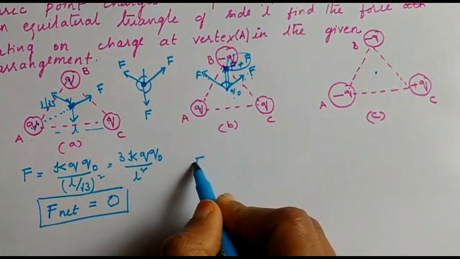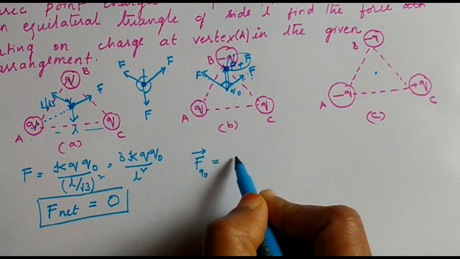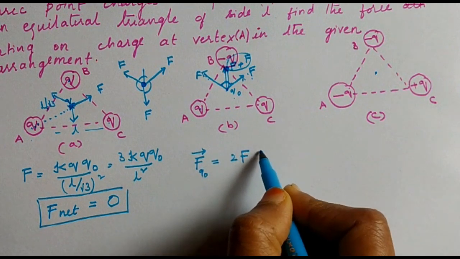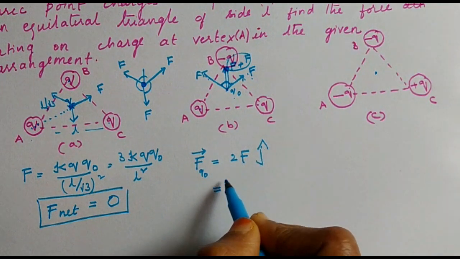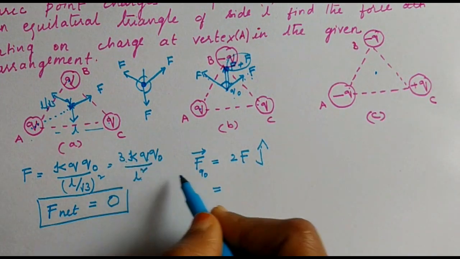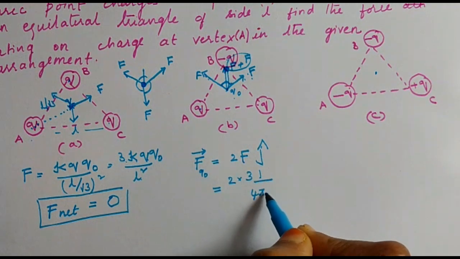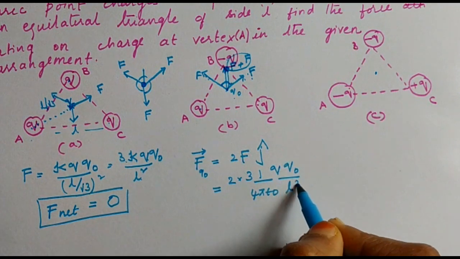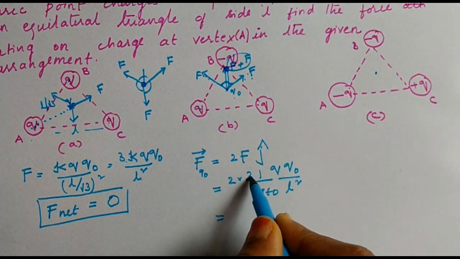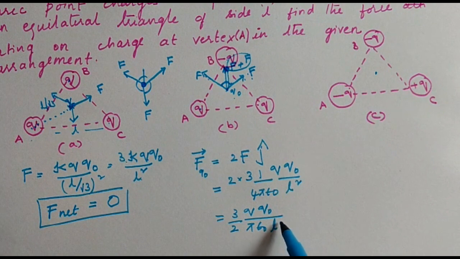So there are two F's acting upward. So the net force acting on Q0 placed at the centroid would be 2 times of F. Since it is acting upward, you can give the direction as J cap. Now substitute the value of F, which is 3K Q Q0 by L square. So 2 into 3, K I am replacing it as 1 by 4 pi epsilon naught, Q Q0 divided by L square. That's nothing but 3 by 2 Q Q0 by pi epsilon naught L square.